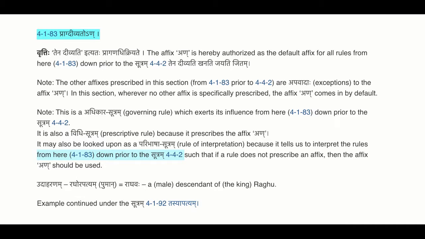Let us take one example here. Raghoh apatyam pumān Raghavaha. Raghoho apatyam Raghavaha. Male descendant of Raghu. And we're deriving a masculine form here, so it's a male descendant of Raghu. Apatyam does not mean just the first generation, meaning son or daughter. It means any descendant. So a male descendant means it could be son, grandson, great-grandson, great-great-grandson, and so on. So please keep that in mind. Apatyam is not just the first generation, it means any descendant.